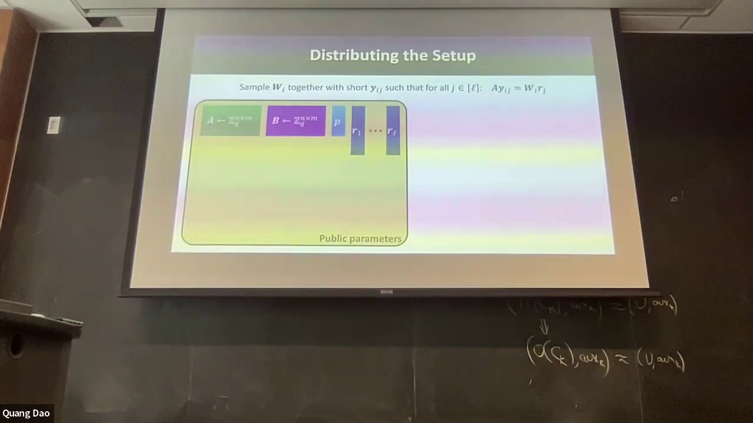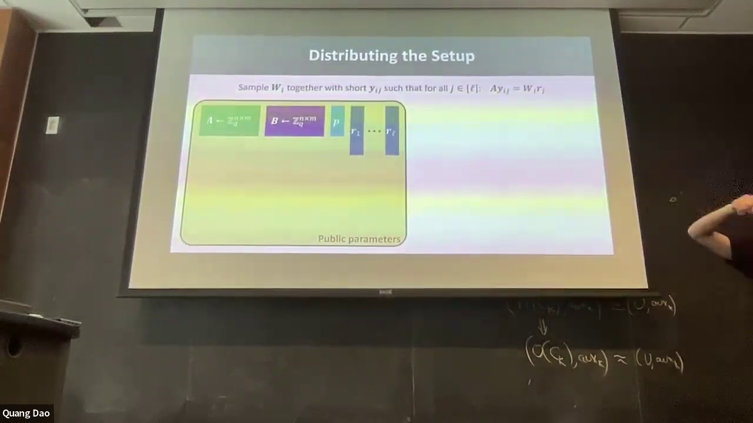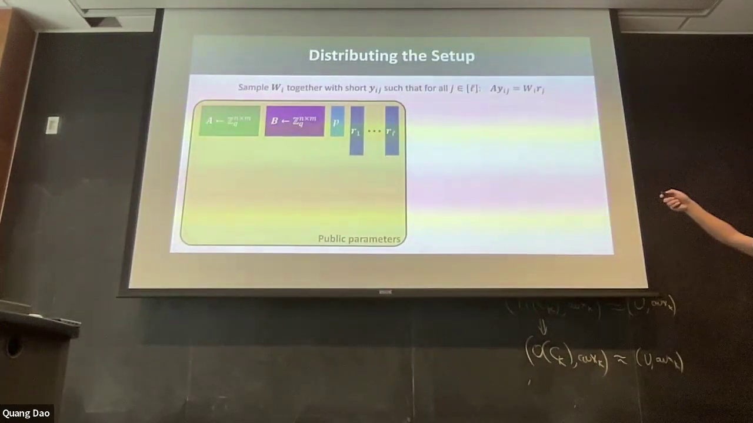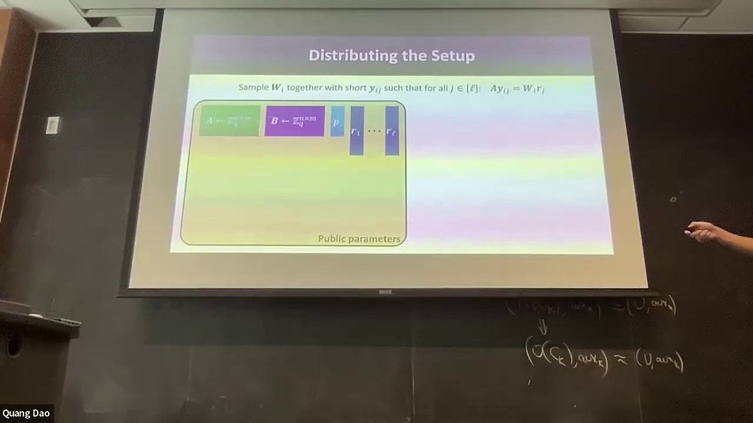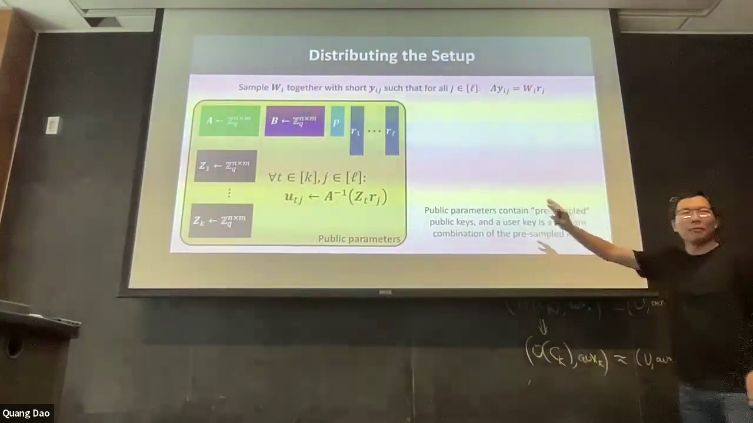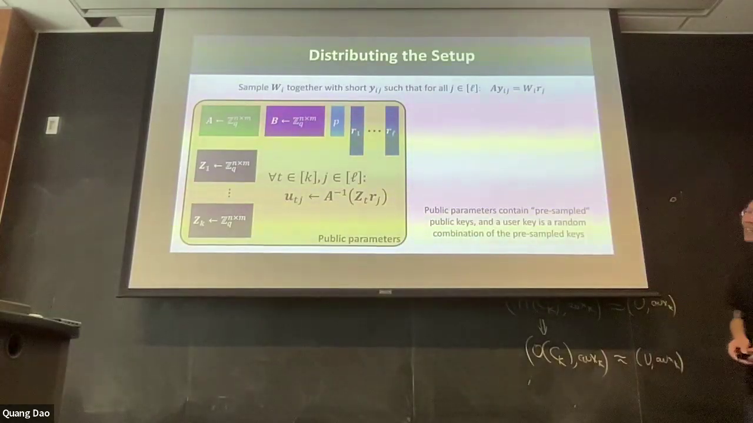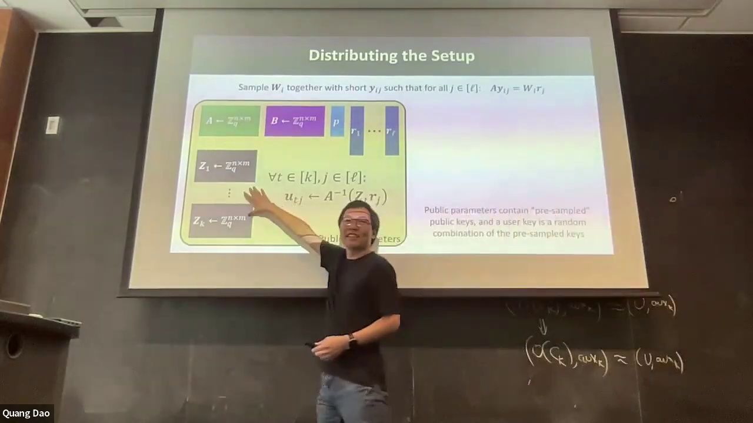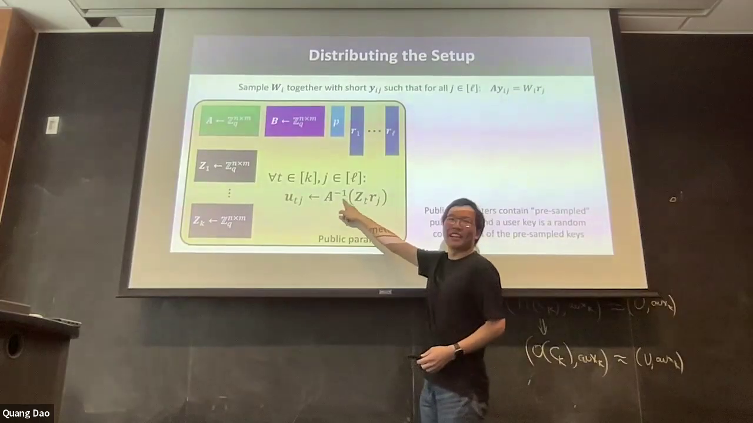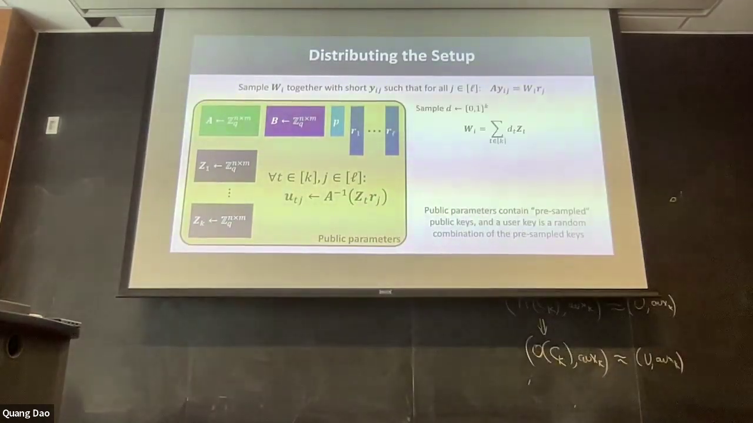So here's what we're going to do. The problem we want is some mechanism for sampling these short pre-images that are all targeting these correlated values, right? I want to sample a single W_i and then an R_j that I don't have control over. The public parameters right now have A, B, and the Rs. What I'm going to do is include in the public parameters a bunch of pre-sampled public keys. The pre-sampled public keys will just be a bunch of random matrices Z and a bunch of short pre-images of Z_i times R_j. So I'm just going to do this.